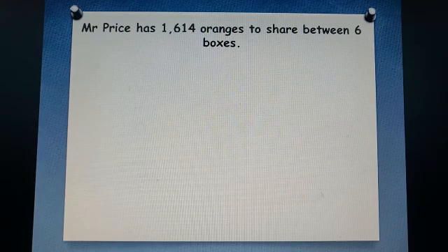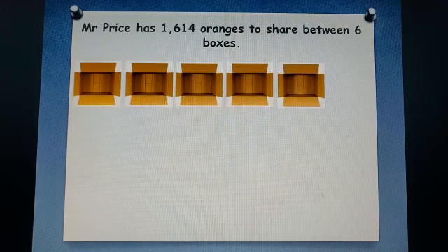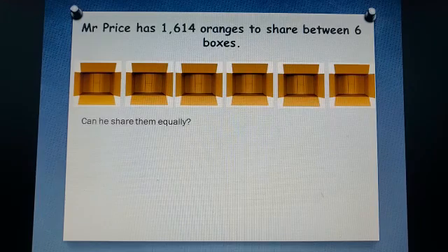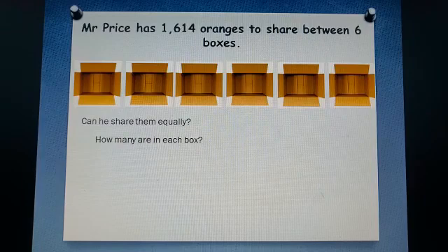Mr. Price has 1,614 oranges. He needs to share them between 6 boxes. My questions to you are, can he share them equally? How many are going to be in each box? And will there be any left over?